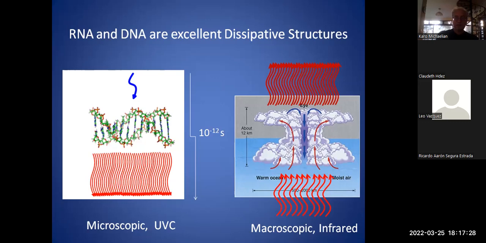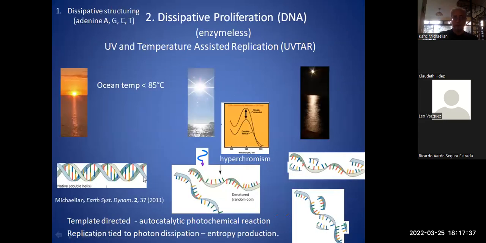Okay, so this is macroscopic dissipative structuring, the hurricane, and the production of these molecules is microscopic dissipative structuring, but it's basically the same thing. So I've given you the case for adenine, but we're doing it now for guanine. In fact, Claudette, my student, who is with us today, is doing it for guanine. We have it almost ready, I think. And then we can do it also for cytosine and thymine.